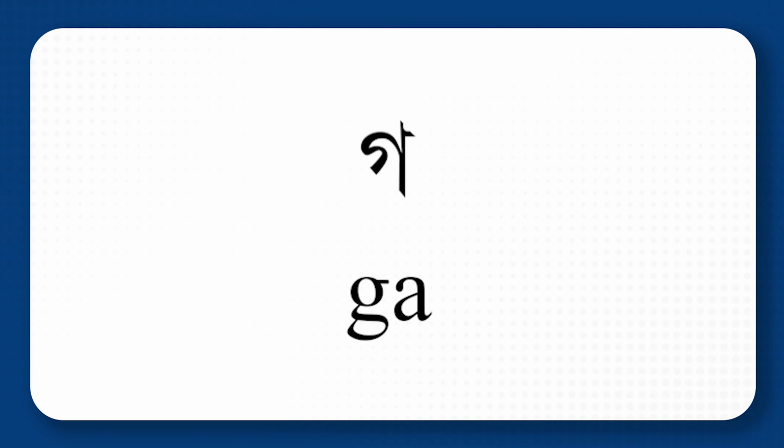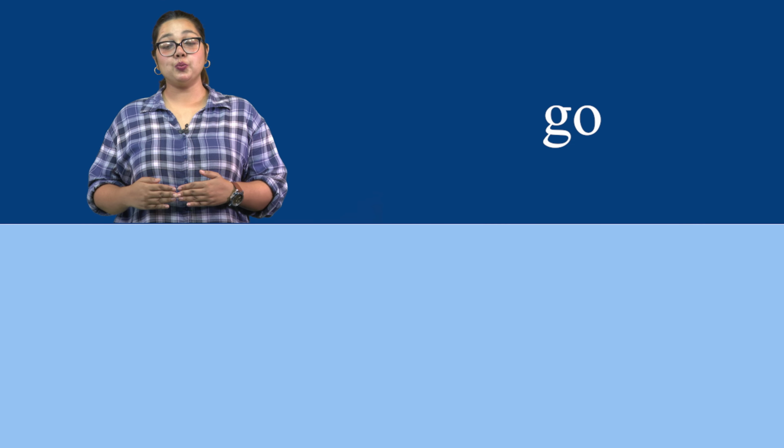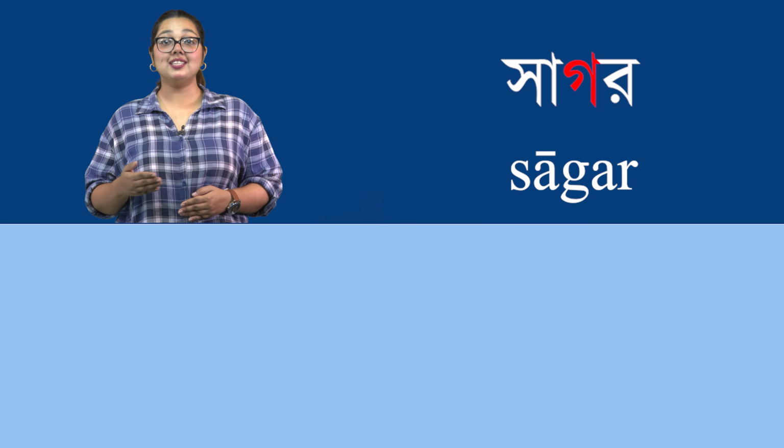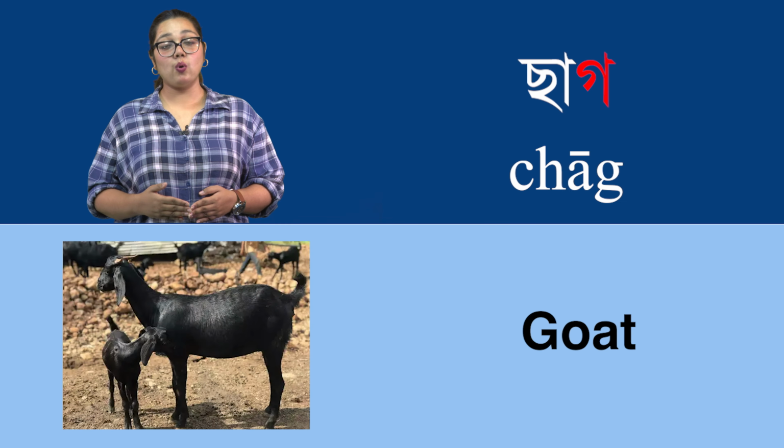Now we have come to the next set of letters of Banjan Borno. Let's learn them. The first letter of this set is Ga. The pronunciation is similar to the Ga in the English word got. Bangla letter Ga also has Ardhamatra. This letter can occur word initially, such as in Goru, which means cow, word medially in Shagor, which means sea, and word finally in Chag, which means goat.